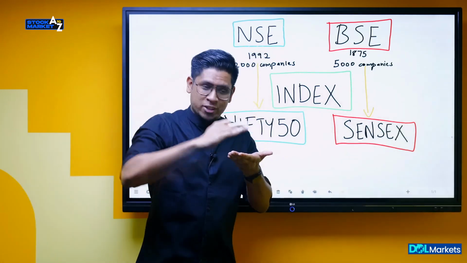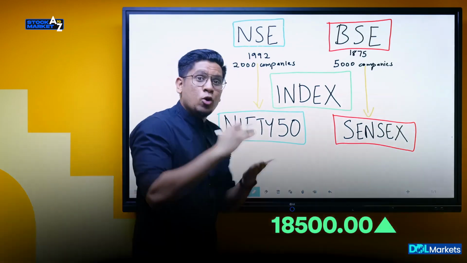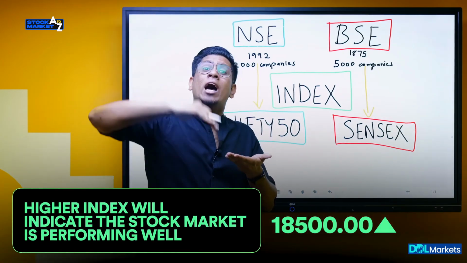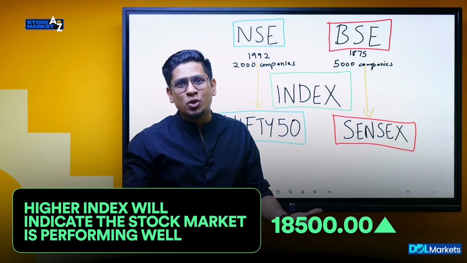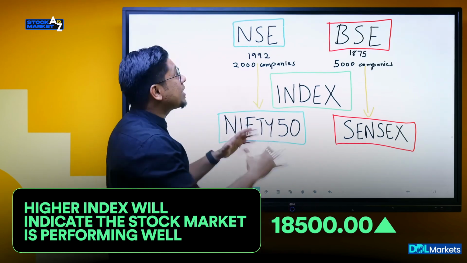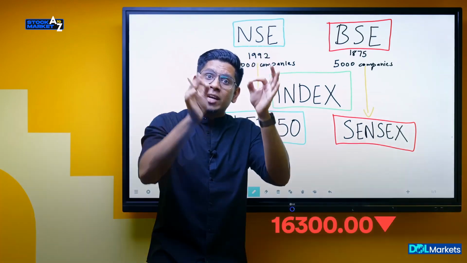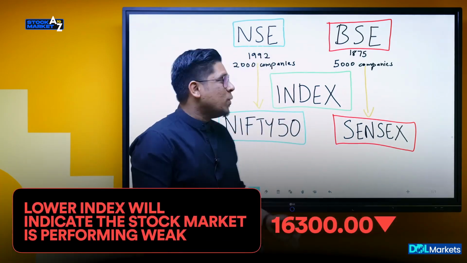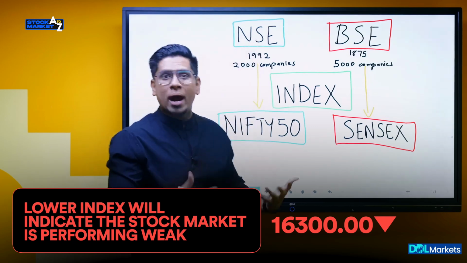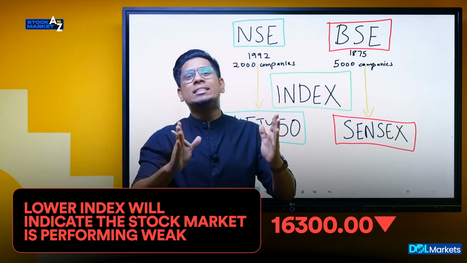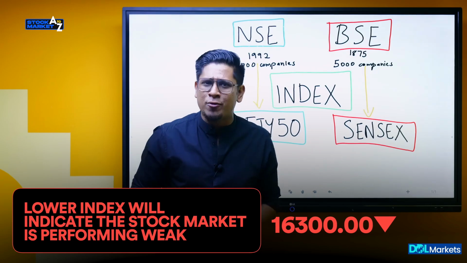If Nifty 50 goes up from 17,000 to a higher number, we can say that NSE is doing well, which means that the companies in NSE are doing well. And if the Nifty 50 number goes down from 17,000, we can say that the companies in NSE are doing bad, which in turn means that NSE, the stock market itself, is going through a bad phase right now.